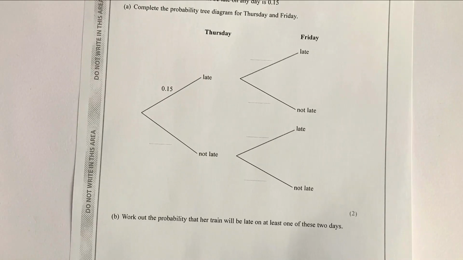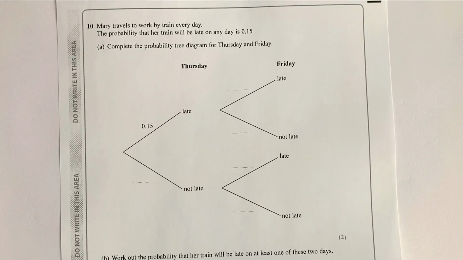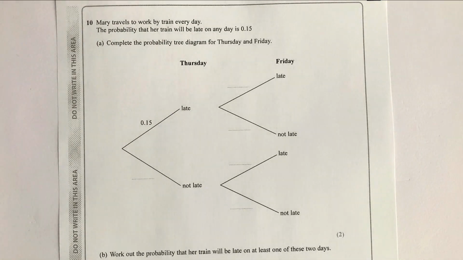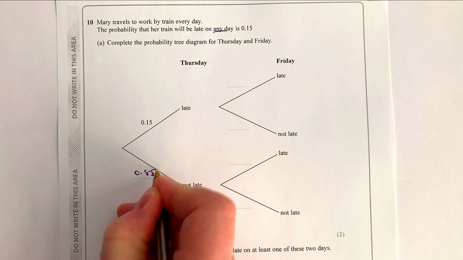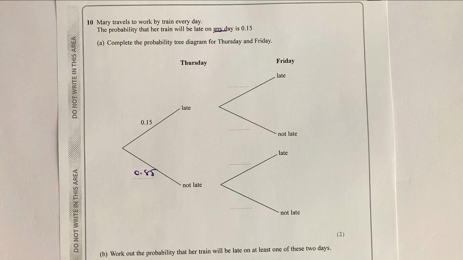Okay, let's move on then to question number 10, which is a probability tree. Very, very popular at the moment, it seems to be. And it says the probability that the train will be late on any day. So it doesn't matter whether it's a Thursday or a Friday. Any day it's going to be 15% late, which I don't think is going to make commuters particularly happy, and I'm sure is not reflective of the real world. So not late is going to be 0.85. In other words, 85% of the time it's not late.